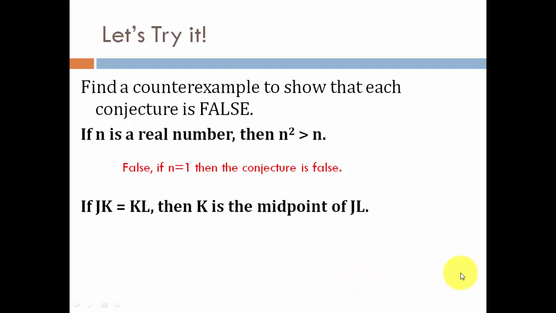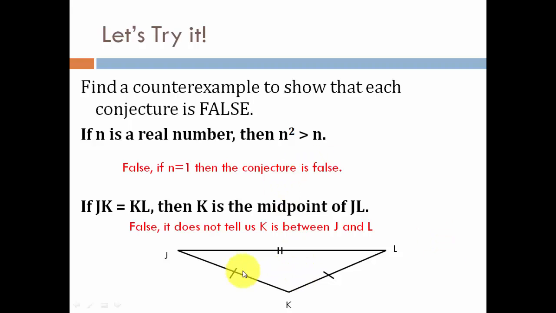Next one. If JK equals KL, then K is the midpoint of JL. This one is a tricky one. Remember that you were trying to find a counterexample. So don't just draw a line with K being the midpoint. We're trying to find an example where this would not be true. Here it is. It does not tell us that K is between J and L, so we could draw a picture like this, where JK and KL are congruent, but it's not the midpoint. A midpoint has to be on a line segment, and this is two separate line segments.